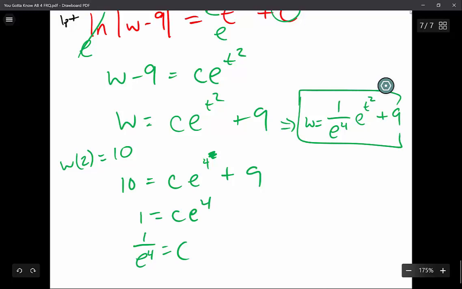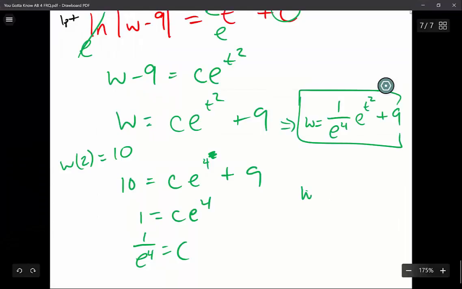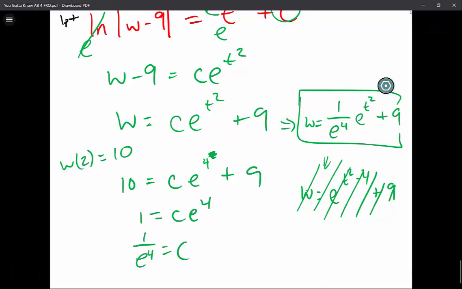Now looking at what our calculator gave us, we have e to the x squared minus 4, really W equals e to the t squared minus 4. Those are the same because this is e to the negative 4, and e to the negative 4 times e to the t squared would become e to the t squared minus 4. So those are the same. You don't need to ever get here, but if you wanted to use your calculator, you could.